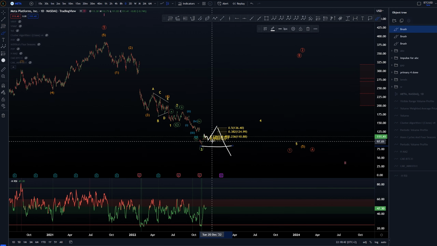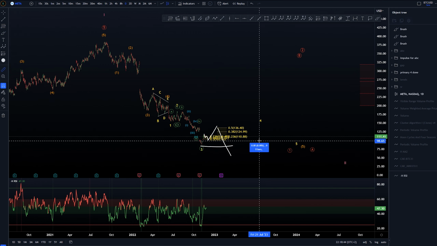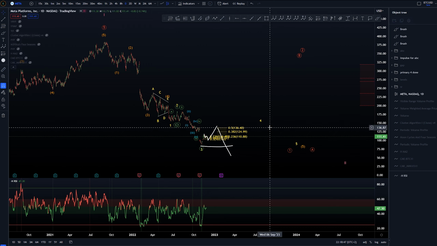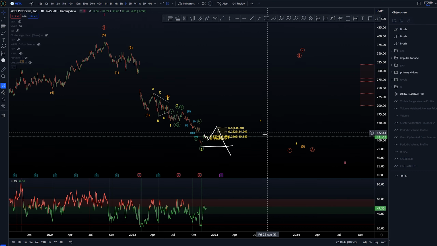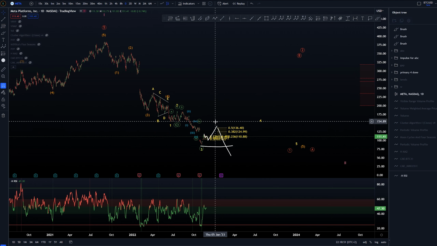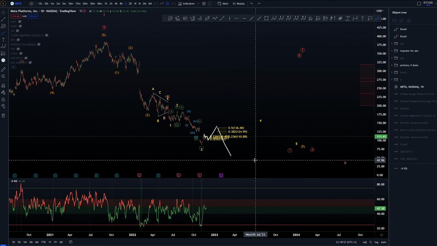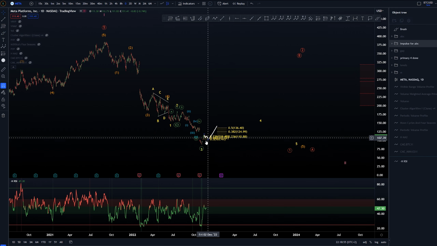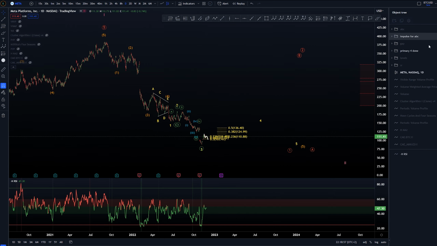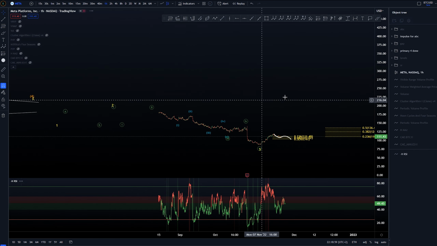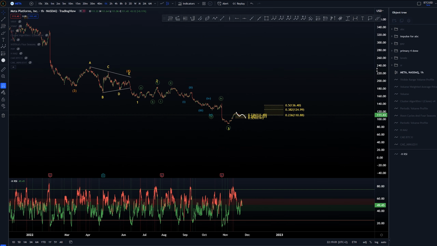And of course there is definitely a possibility of going long here. There is definitely money to be made here as well on the long side before another possible drop downwards, but we'll see how that turns out. I think that is pretty much again the scenarios I wanted to present to you on Meta.